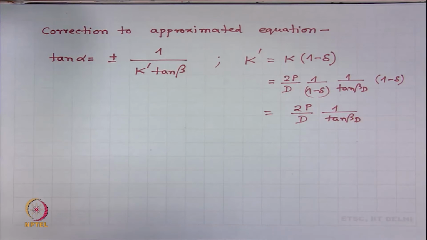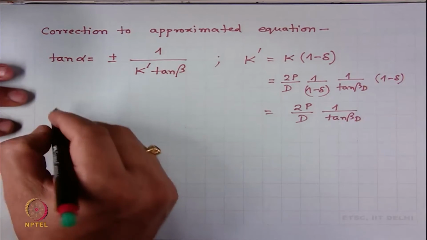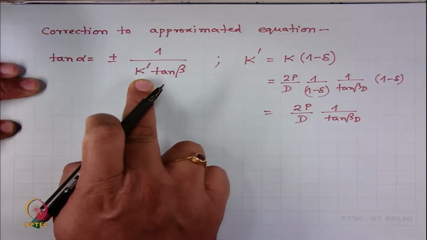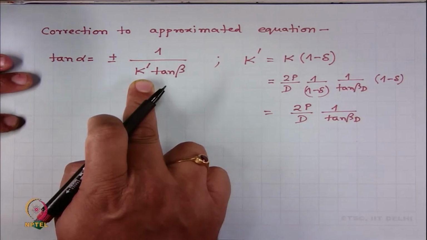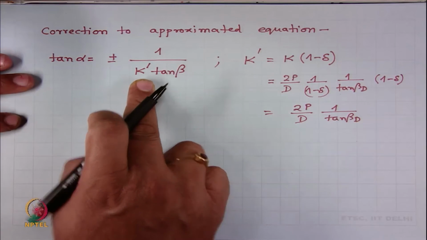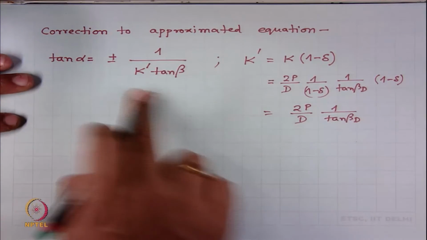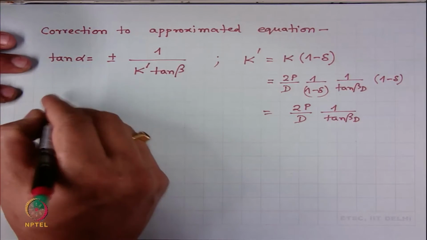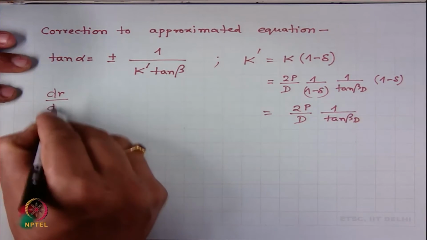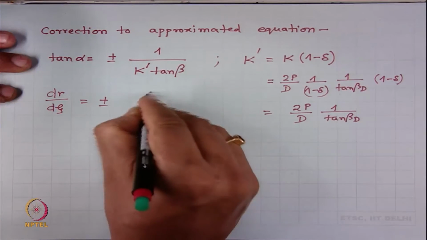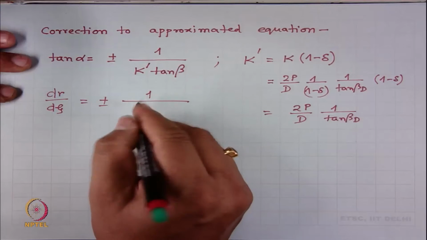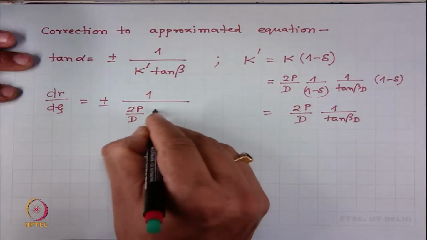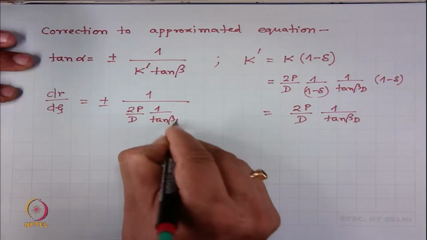Right. So, then what will be your tangent alpha? By using this we are able to solve, which is now defined at this p and this when r is equal to d by 2. So, zeta, let us say zeta value. So, dr by d zeta is equal to plus minus 1 by k times, and we have to write it. So, 2 p by d 1 by tangent of beta d into tangent of beta.